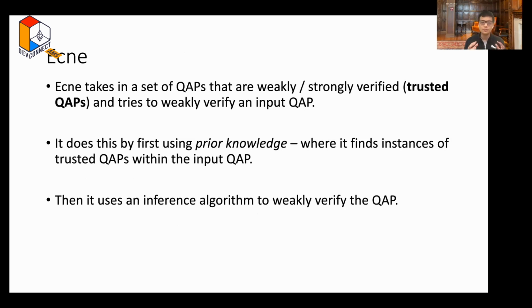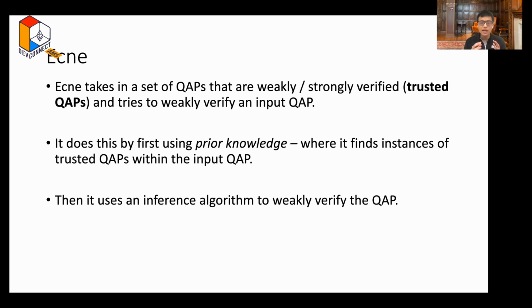So what does Ecne do? Ecne will take in a set of QAPs that are either weakly or strongly verified. We refer to these as trusted QAPs, and then try to weakly verify an input QAP. The first step in this process is using prior knowledge, where we find instances of trusted QAPs within this input QAP. So if in this system of equations, we see a subsystem of equations that we know corresponds to, say, big integer multiplication, we just replace it with big integer multiplication and don't waste our time on all these equations.